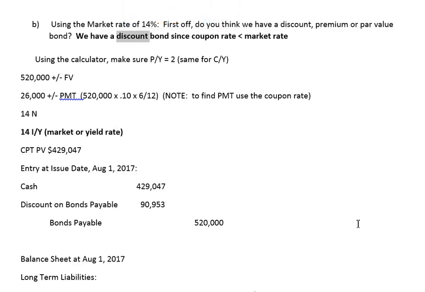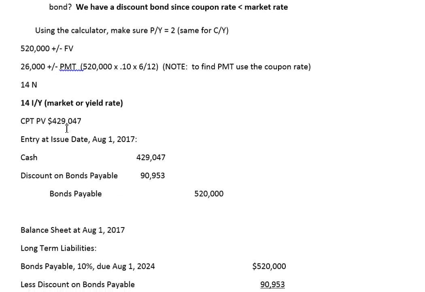Because remember, with a discount bond, we can't expect Billboard to get cash proceeds that are equal to or greater than the face value because our bond isn't paying as much. Our bond's only paying 10%, right? The market's paying 14, so we're going to get less than the face value from our investors. So we get a number that we think is probably right.